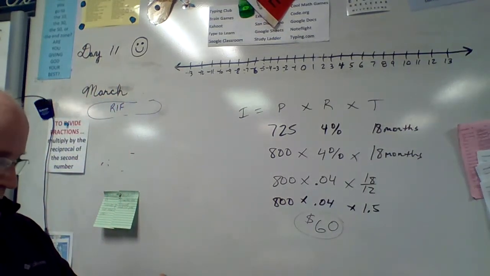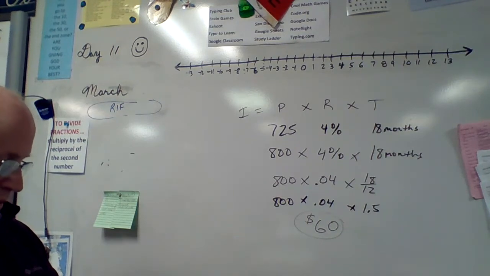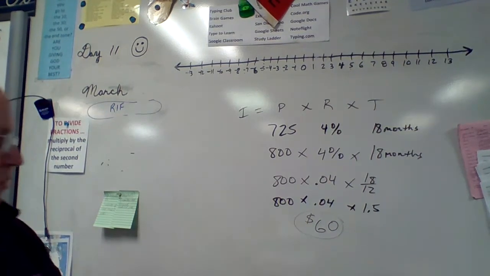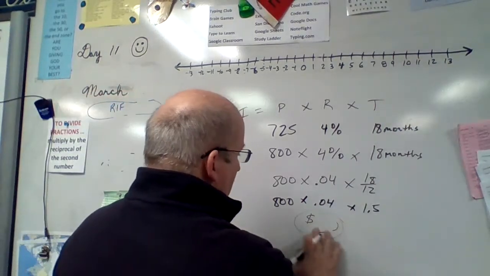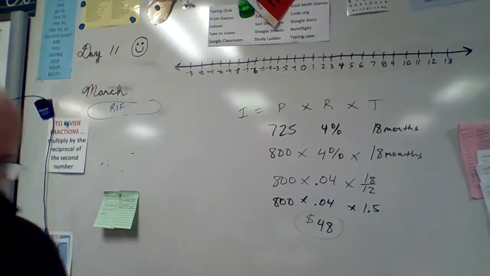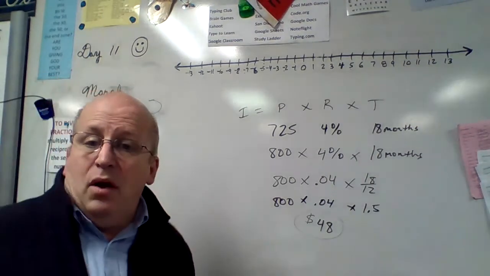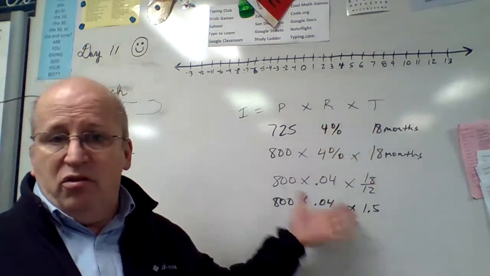Let me double check. No, it's not $60. Wait a minute. 800 times 0.04 times 1.5. Nope, sorry, it's $48. My apologies. $48. Okay? So that's the answer to that one. That's how you're going to do 16, 17, and 18. If it's not in months, if it's in years, you just leave it as years and solve the problem.